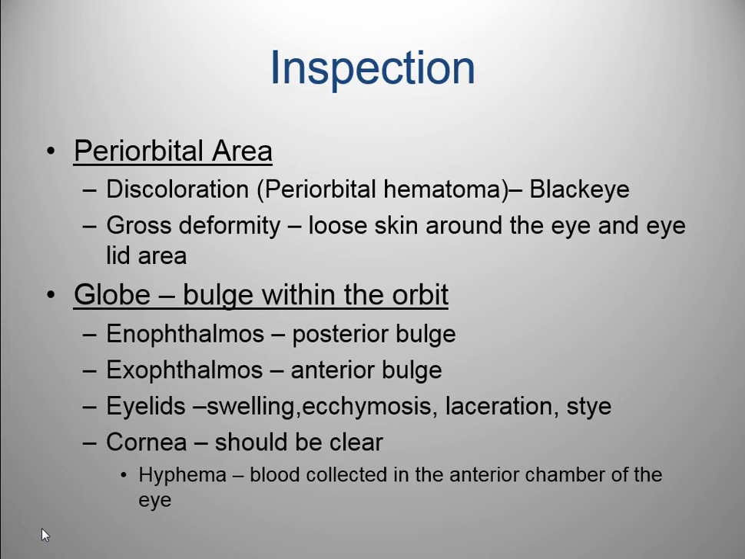You always want to look at the eyelids and see if there's any swelling, ecchymosis. There could be a laceration or a stye, which is like a little red bump on the eyelid itself. Okay, the cornea should be clear. If there is any kind of blood in the anterior portion of the eye, or hyphema, you'll be able to see that pretty easily.